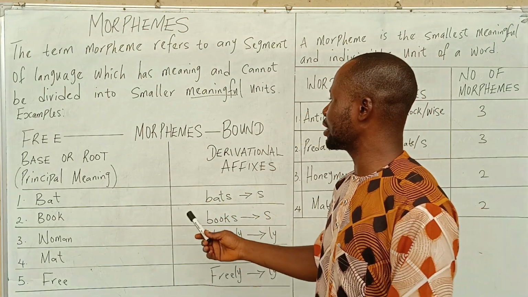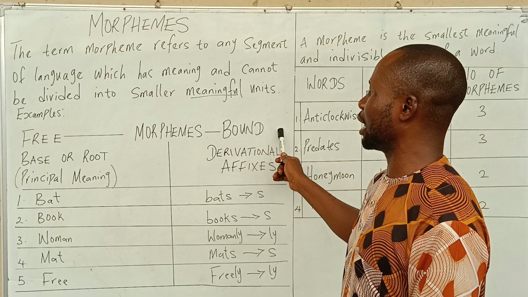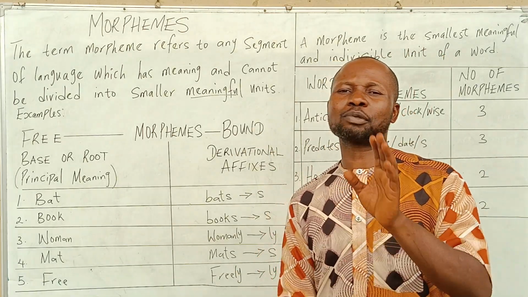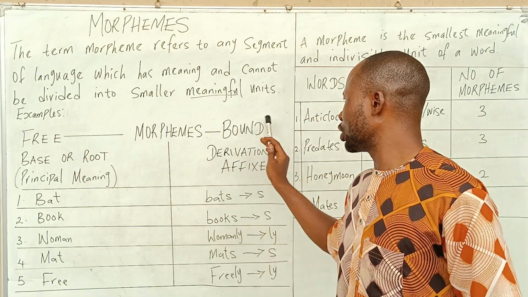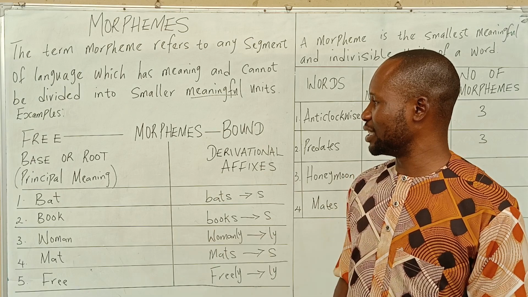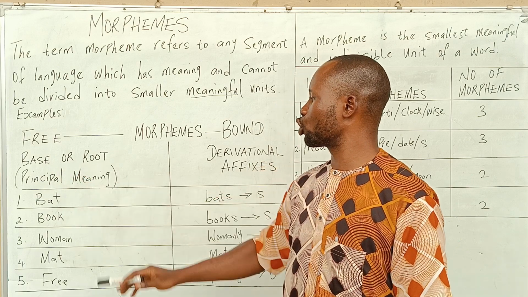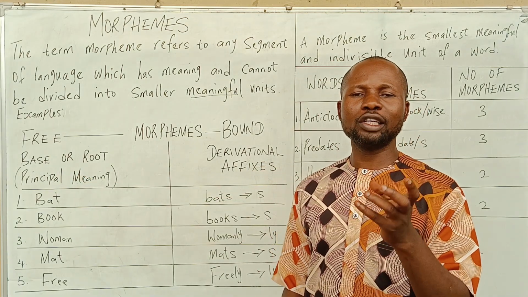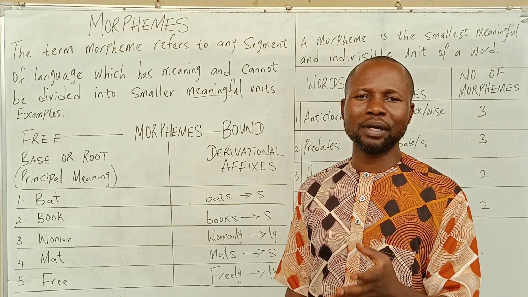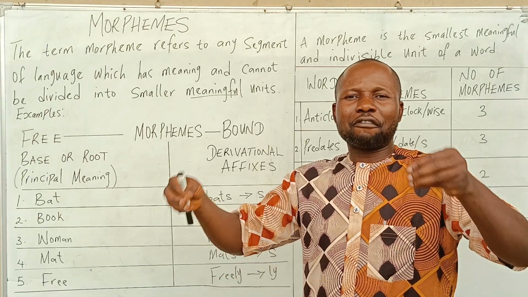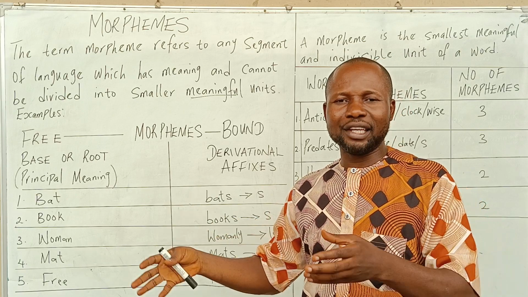All right, let's look at this table. We have free morpheme and bound morpheme. Therefore, we only have two types of morphemes. Number one is free morphemes. Number two is bound morphemes. So that is why I put it like this. Under this side, we have what we call base or root. Any such morpheme, you can call a root word, or a base word. What do we mean by base? It is where other affixations or other additions of letters later emanate from.